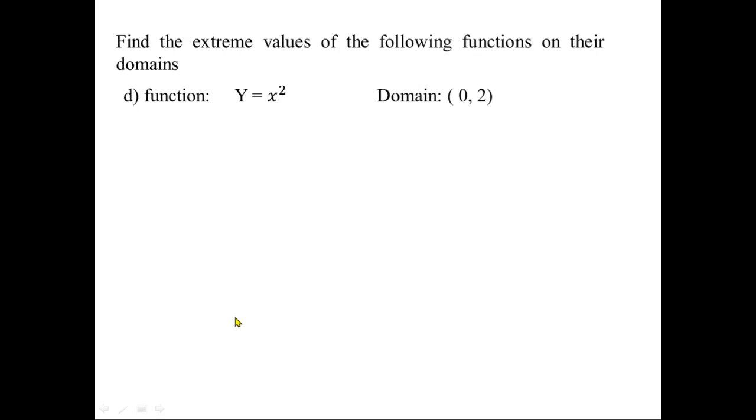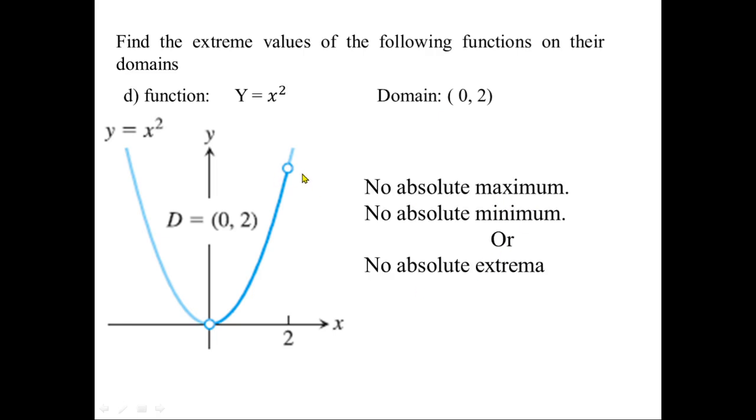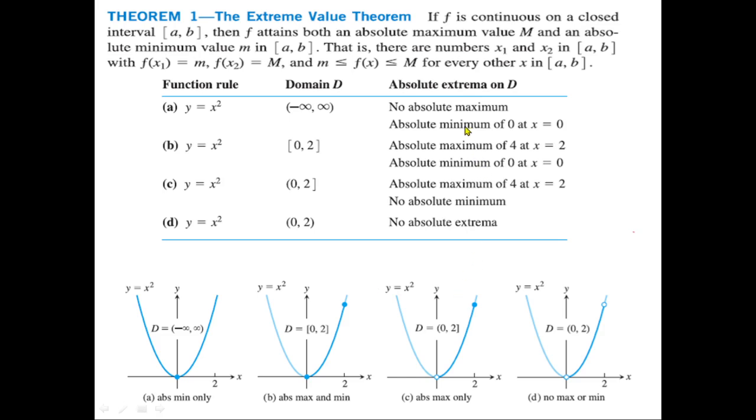Suppose for the same function y equal to x square the domain is 0 to 2, excluding 0 and 2. So there is no absolute maximum and no absolute minimum. That is, no absolute extremum. Next is the extreme value theorem.